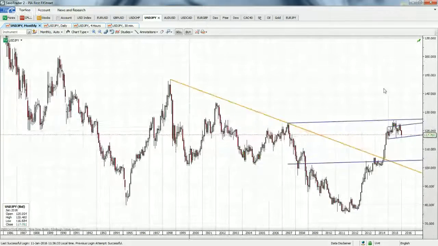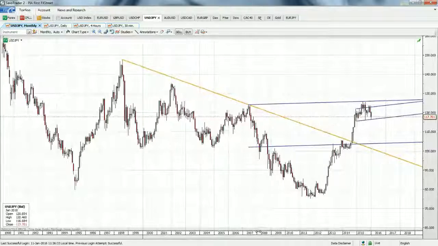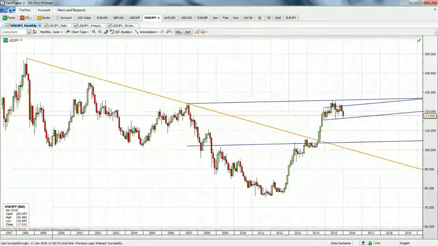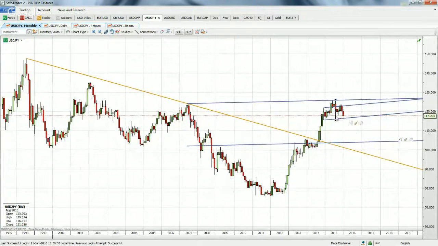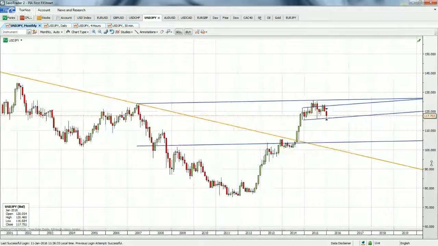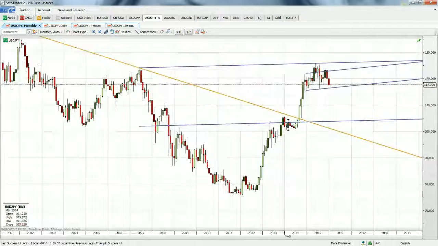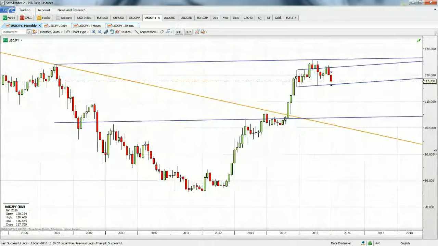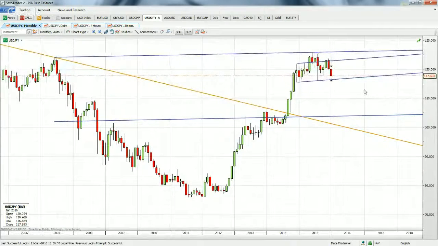Now this, again, is the monthly chart. We've got an outside month, but it wasn't posted at the high. So it's more of a continuation candle than a reversal candle. Okay, but this rally has been sold into.